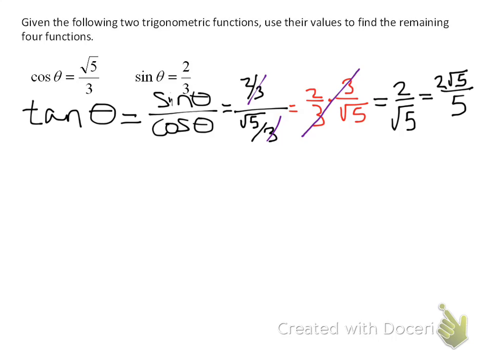Okay. So now I have my main three. I have my sine, my cosine, and my tangent. So now I have to find, up next, the cosecant. So how do you find the cosecant of theta? Well, the cosecant of theta is the reciprocal of what function? The sine function.